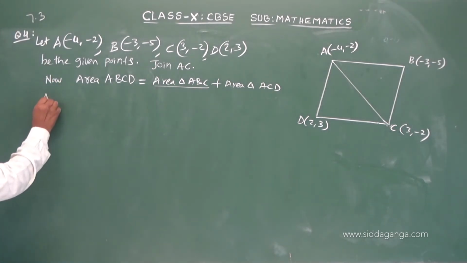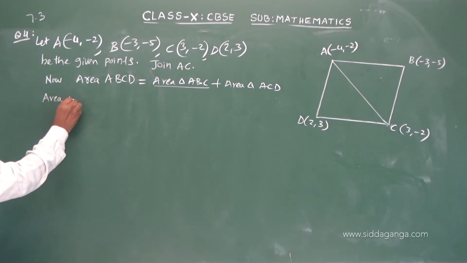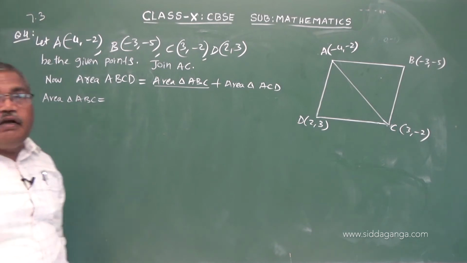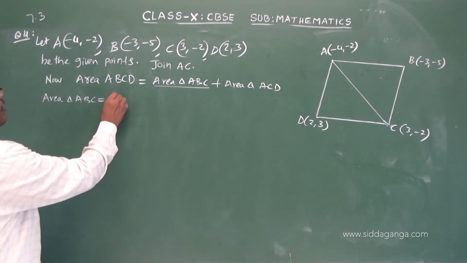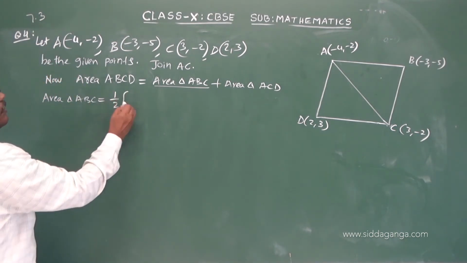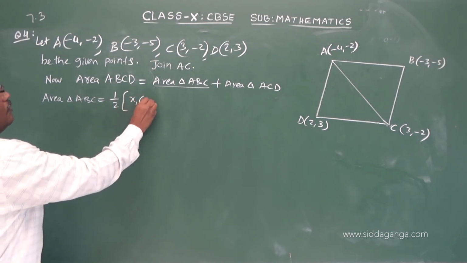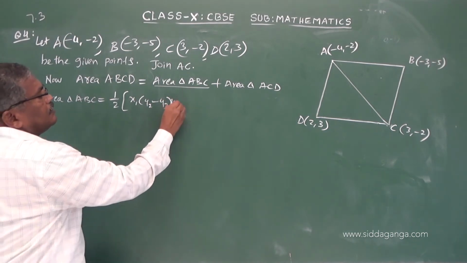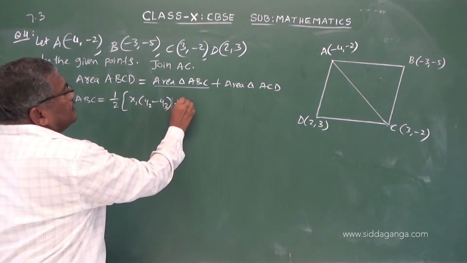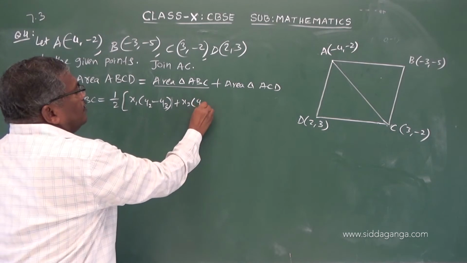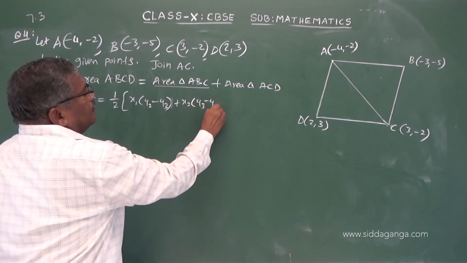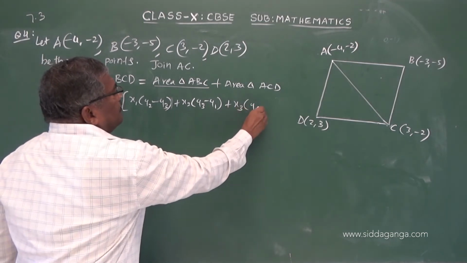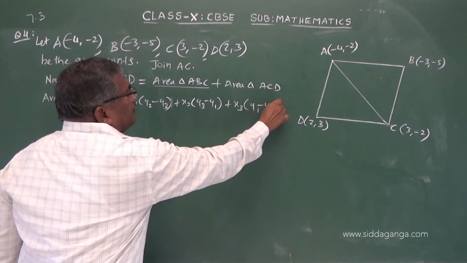Area of triangle ABC, and for that we have the formula 1 by 2 into x1 into (y2 minus y3) plus x2 into (y3 minus y1) plus x3 into (y1 minus y2).